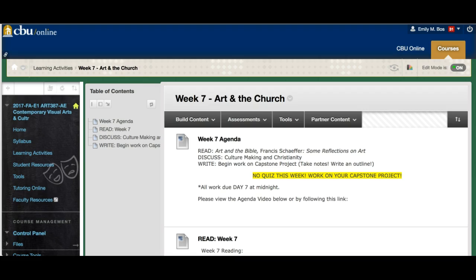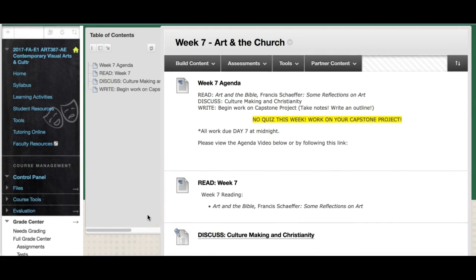Okay. So your reading this week is going to be your reading for that capstone project. You're going to be finally reading that Francis Schaeffer text, Art in the Bible. There's 2 essays, so it's basically in 2 parts. You only need to read the Some Reflections on Art for this assignment. So we have a discussion board due, and then we want to start work on that project. No quiz this week.